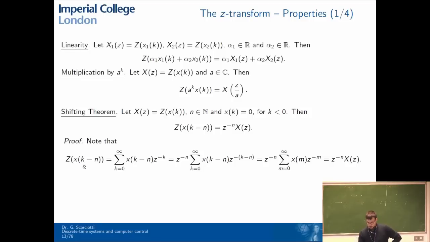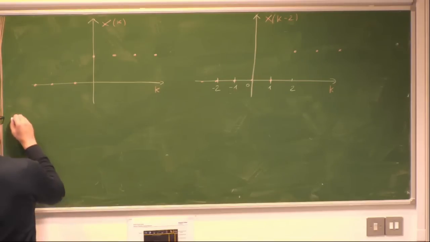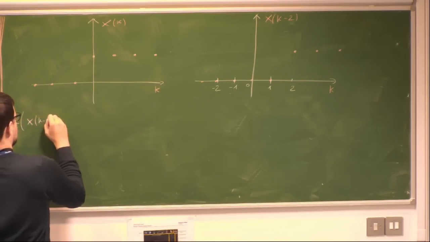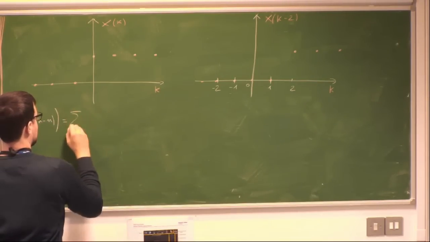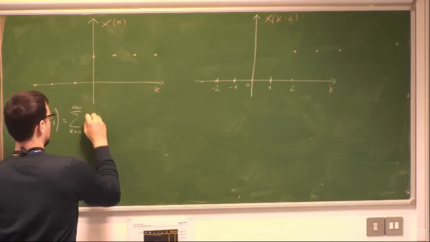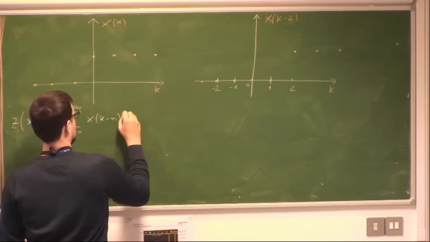The Z transform of x of k minus n is equal, by definition, to the sum with k that goes from 0 to infinity of x of k minus n times z power minus k. Now what we do is the following. We multiply and divide by z power minus n. Let's write it on the board, because then there is another step that is maybe less clear on the slide. So we have that the Z transform of x of k minus n is equal to the sum with k that goes from 0 to infinity of x of k minus n times z power minus k.